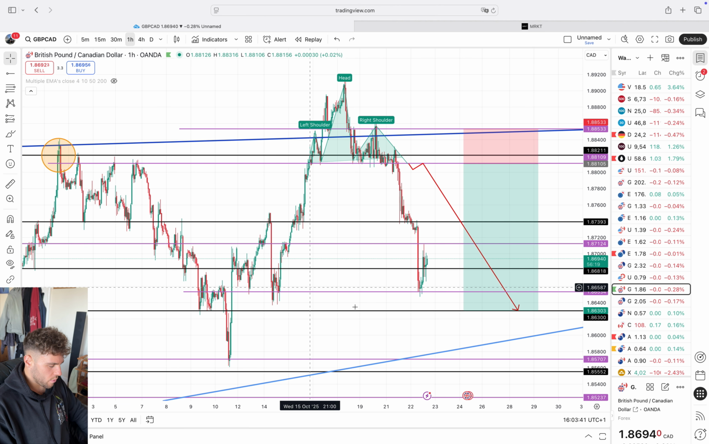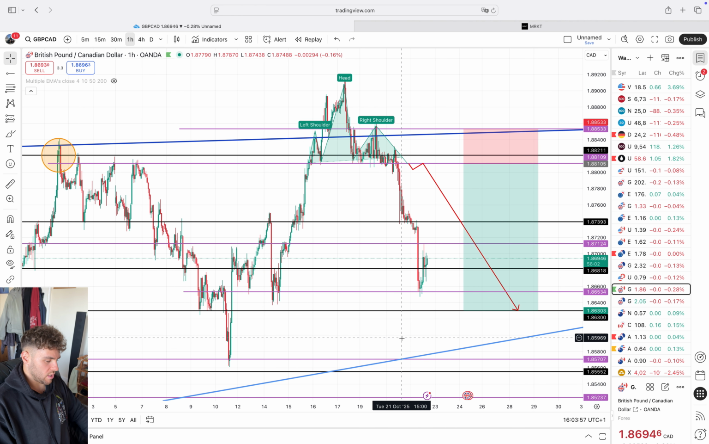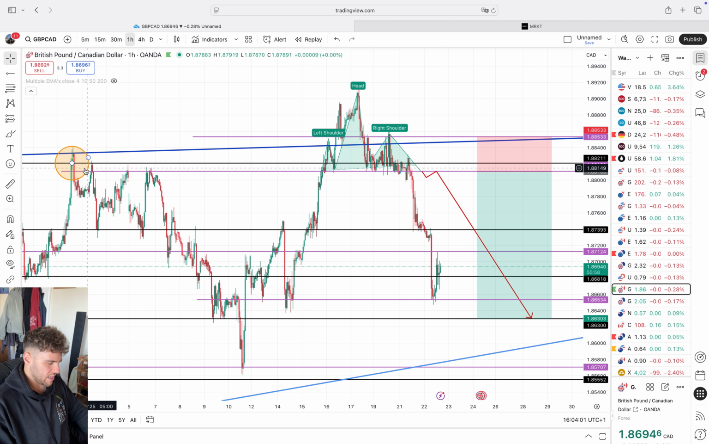The reason for that is, if you look to the left here, we do get the reaction around this area, and then the reaction here as well. So I said to myself, if we get to around these regions of the 1.86550 to the 1.86300 levels, I'll be happy to take that trade as a full TP throughout. But as you can see, really smooth sailing trade.